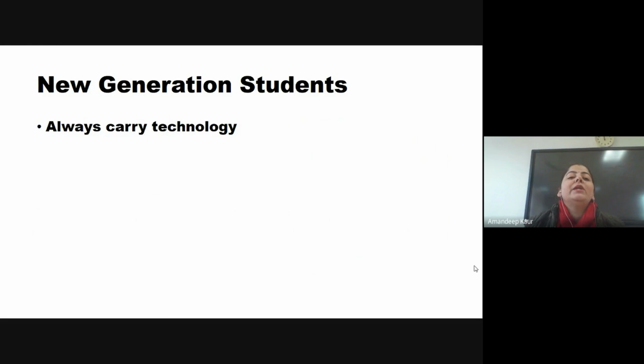Next generation students always carry technology. To a smaller extent, every student of your class may be having a mobile phone in his or her pocket when he or she enters a class. So they always carry technology with themselves.